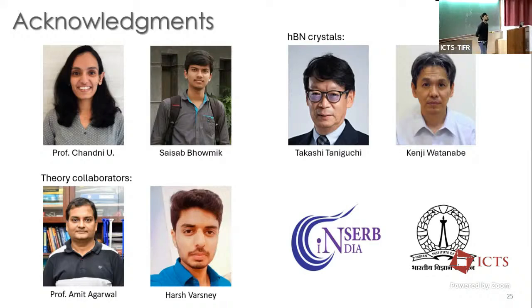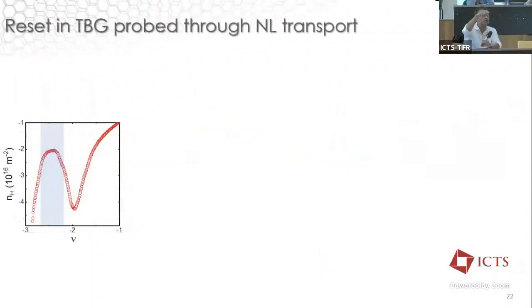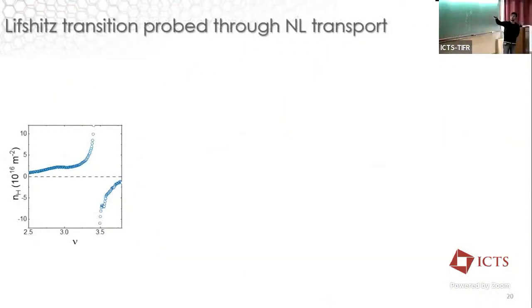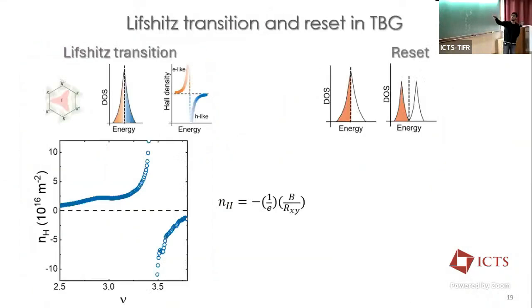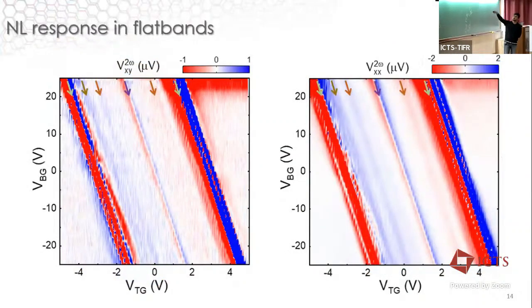The Berry curvature dipole does not... So you don't see any sign change in the V2 omega? No, in V2 omega we see sign changes. Because I saw that sort of there. So here we see sign changes, and actually I will show you this data. Here in V2 omega we see a sign change at the charge point and multiple sign changes over n equals plus.